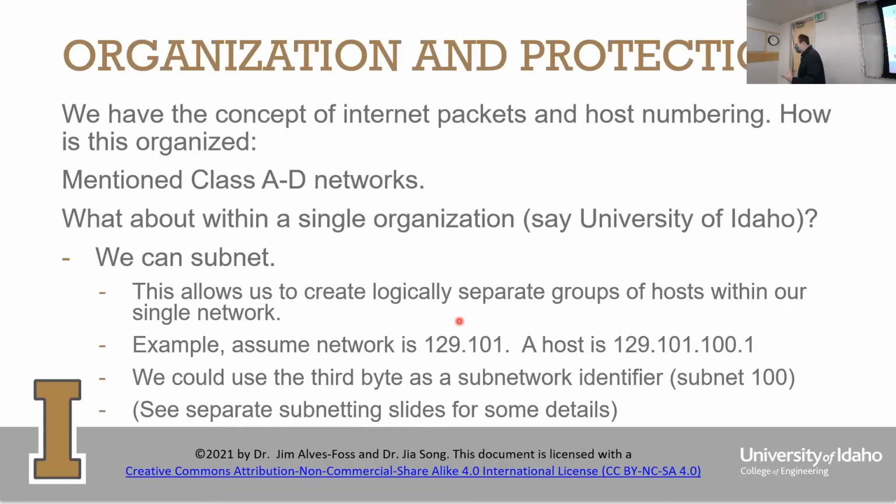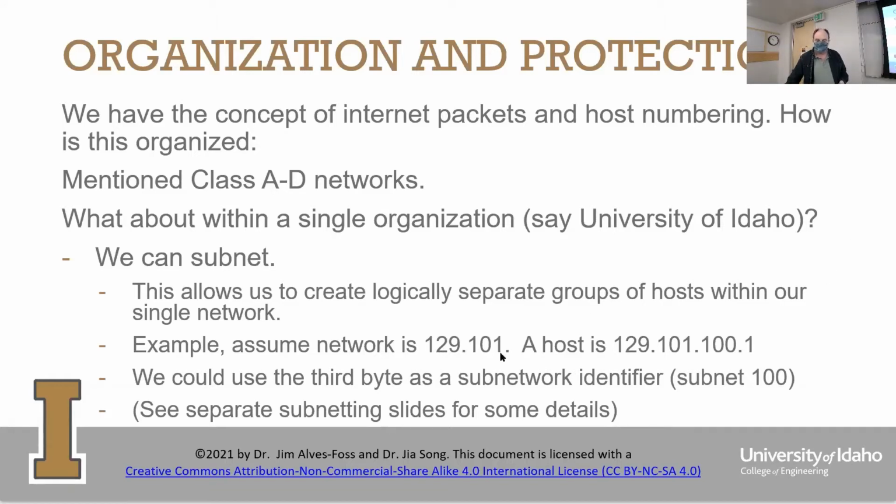So how does this work? I'm sending these packets across the network and going from one machine to another. I keep talking about these IP addresses, 129.101.something. I want to talk a little more about those. I talked last time about class A, B, C, and D networks. Within a single organization, University of Idaho, we're a class B network, 129.101. So anything after that 101 is up to the University of Idaho to organize. And I mentioned before, we can actually subnet that. We can break it down into logically separate groups of hosts within our network.